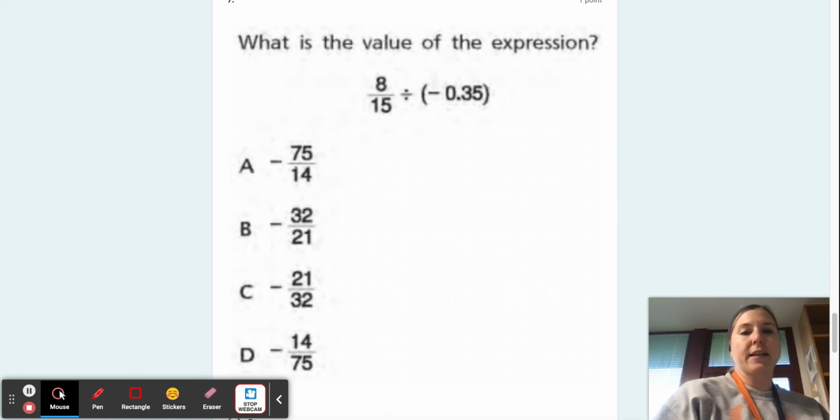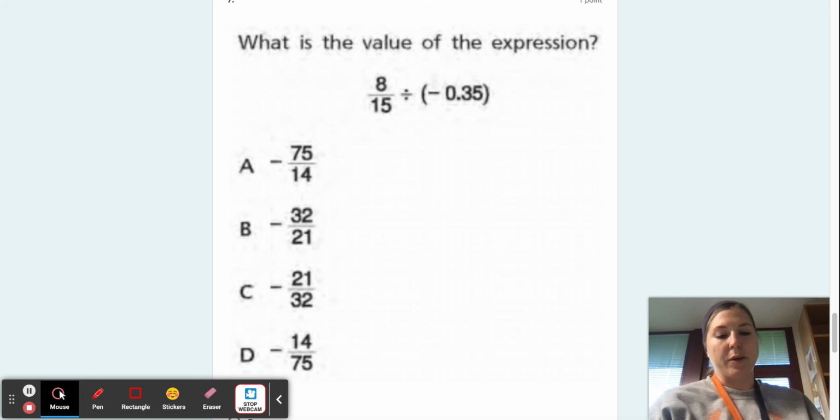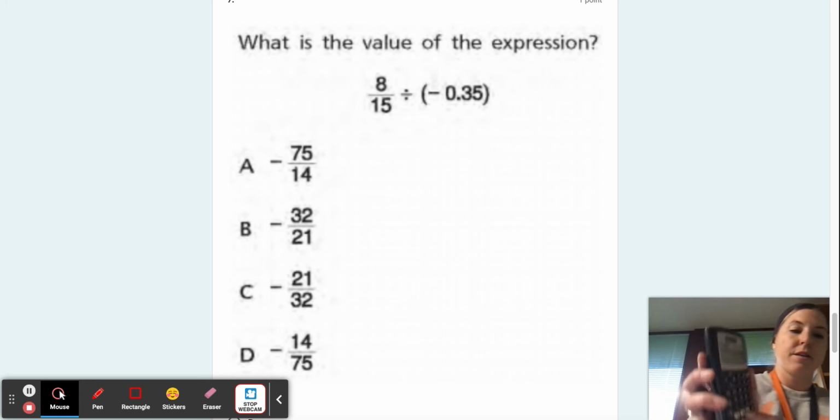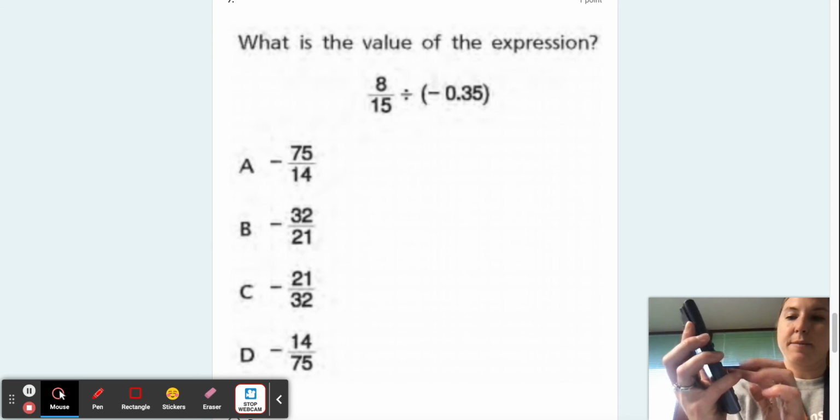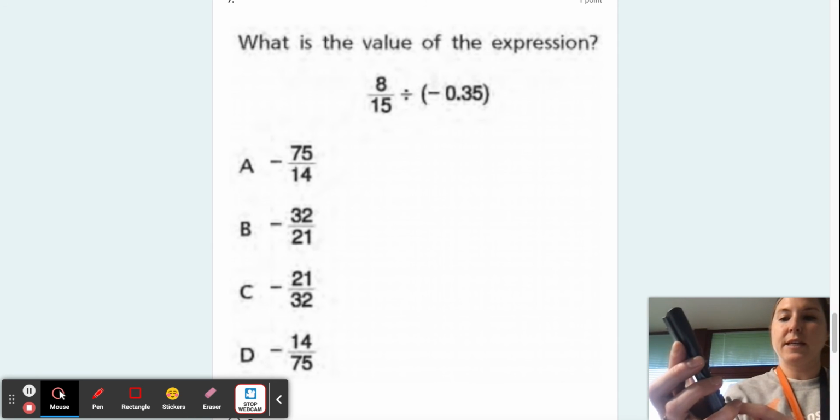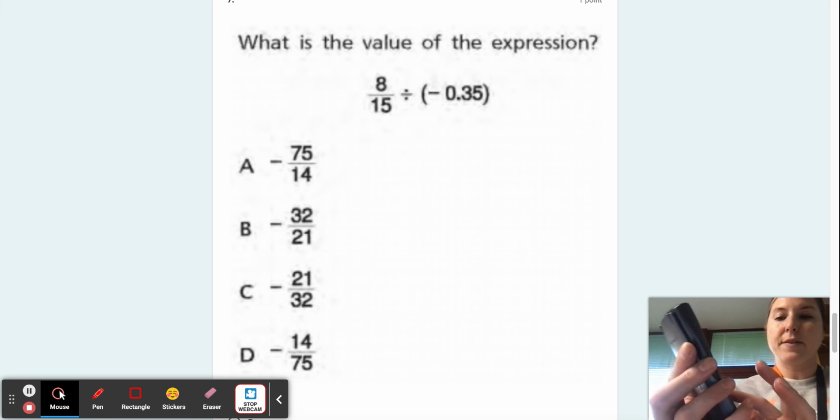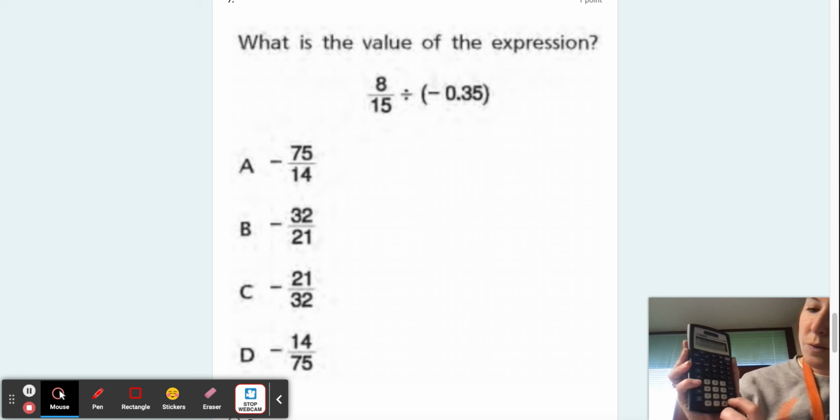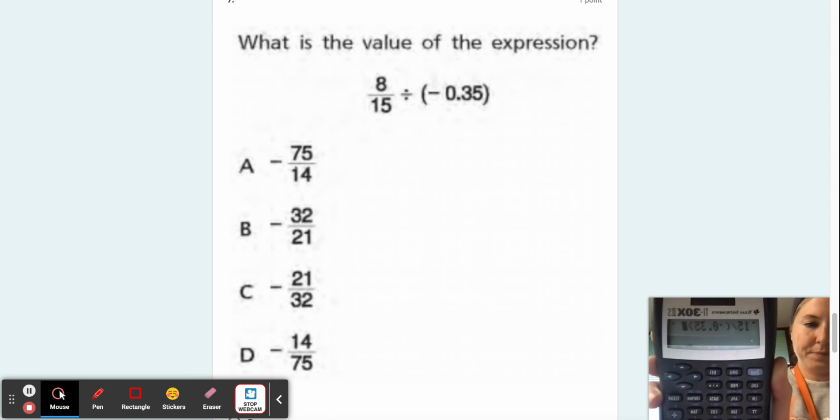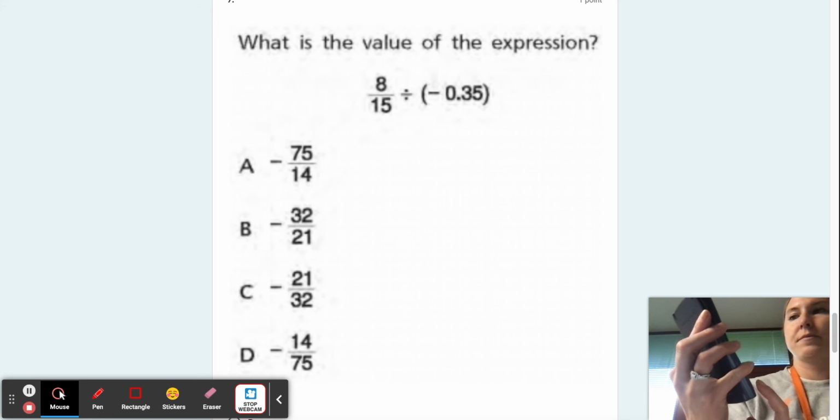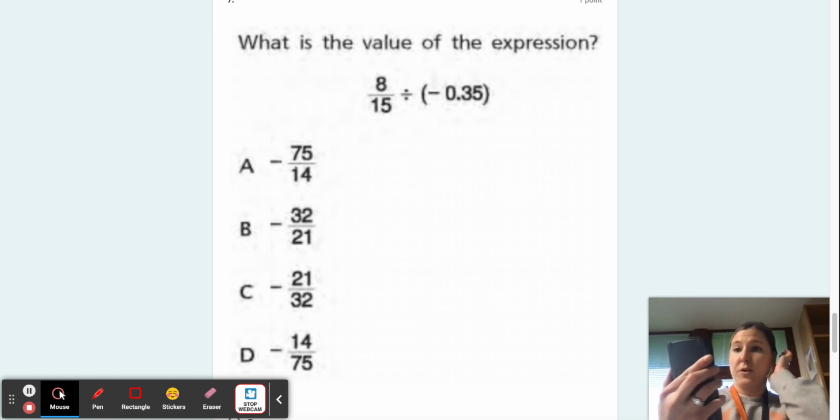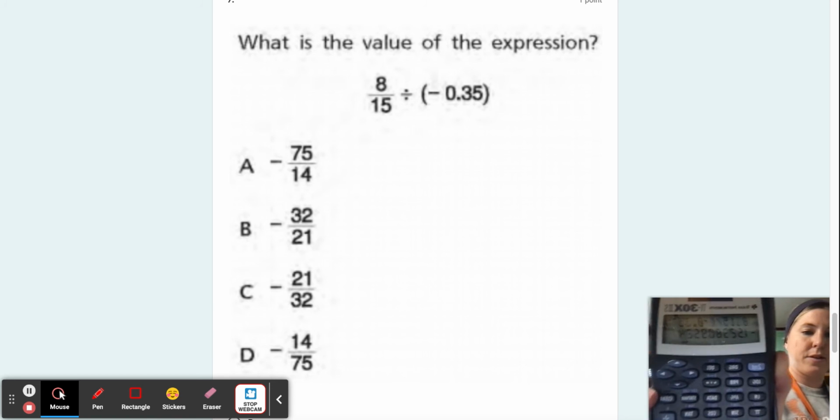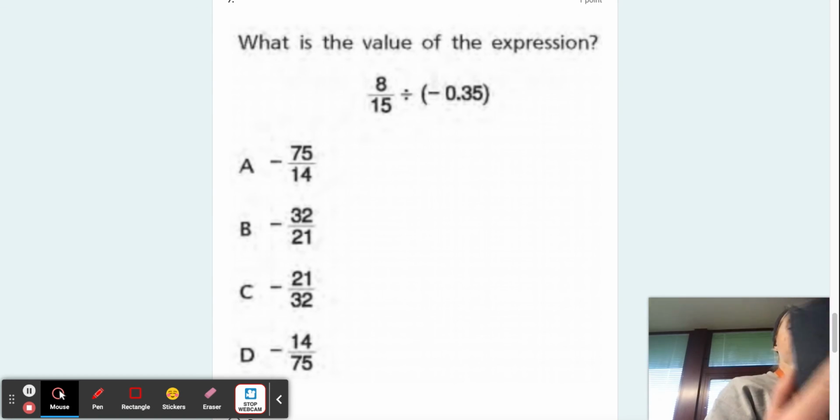For number 7, it says, what is the value of the expression? So again, just putting in your calculator, 8 ABC 15 divided by parentheses negative 0.35 parentheses, and then hit enter. I got some crazy decimal. In order to change that to a fraction, you have to hit second PRB.